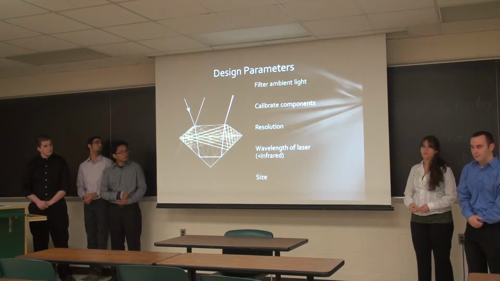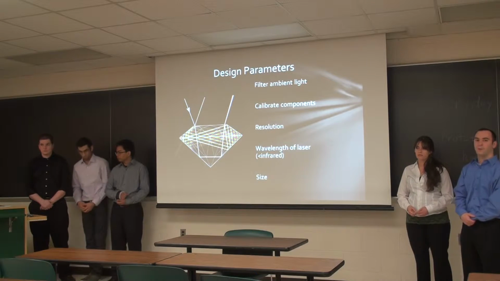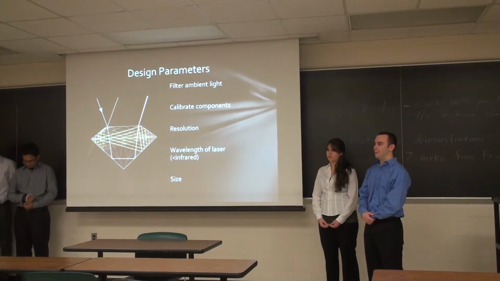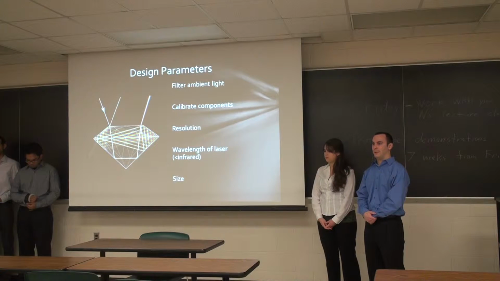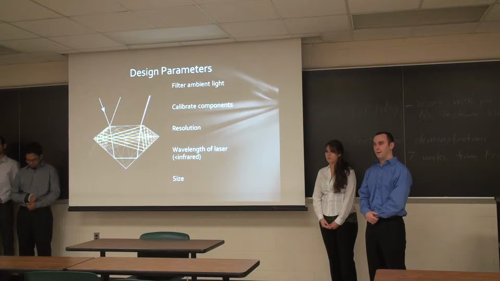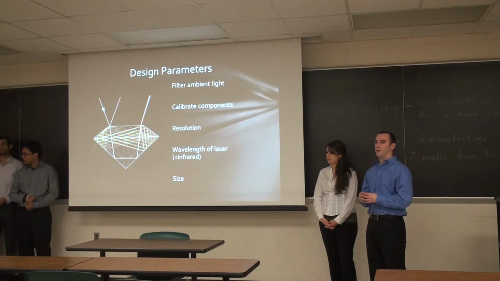I'm going to talk about our design parameters, or our design constraints that our sponsor brought to our attention. One of the first constraints that we have to worry about is the filtering of ambient light. Since we're using a laser source to shine through our diamond, ambient light can affect our measurement system. We've got to worry about calibrating our components or aligning our system, and that can also affect our measurements.